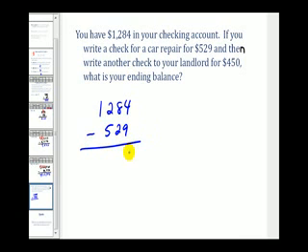This will give us the balance after the first check clears. Notice in the first column we can't subtract 9 from 4, so we have to borrow from the 8. So we change this to 7 and add 10 to the ones column, so this is now 14. 14 minus 9 would be 5. The next column is 7 minus 2, that would be 5.